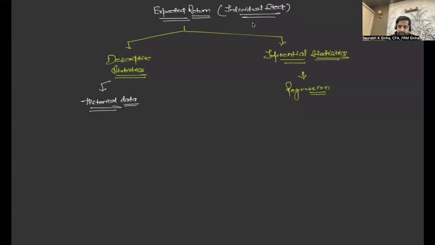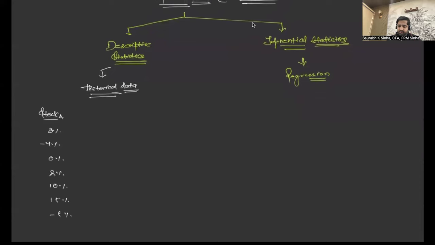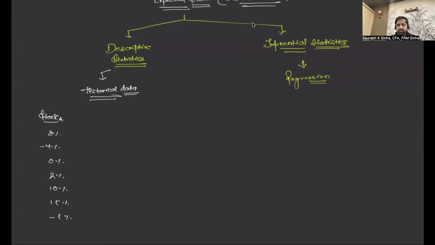Assume you have a stock A, and the historical returns for the past months look like 3%, -4%, 0%, 2%, 10%, 15%, -8%. So this is the historical return. I think we have the historical return of 7 months. You could have the historical return for the whole year. It's up to you. Seven is fine.